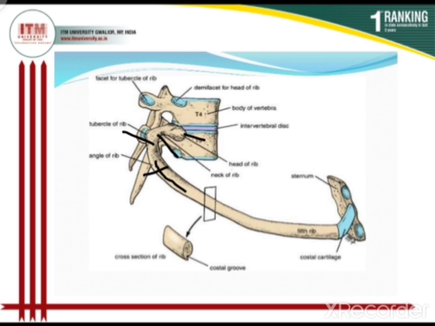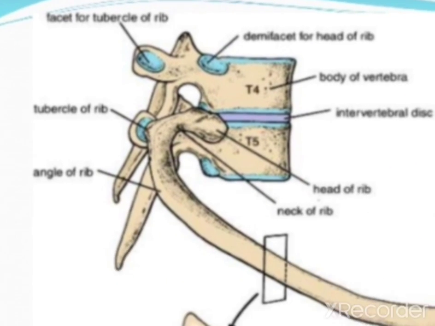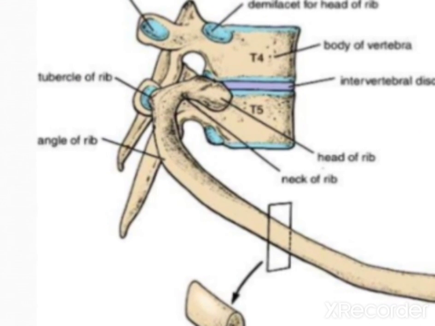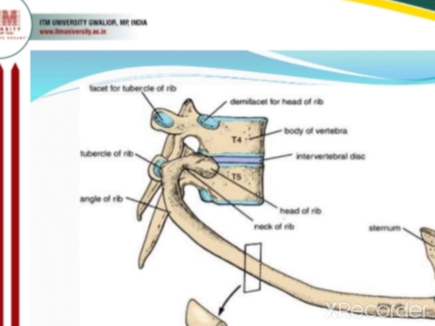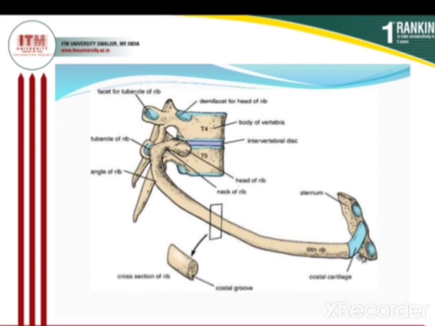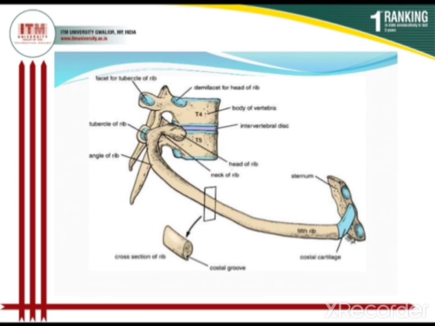So these are the attachments, how the ribs are attached to the vertebrae and to the sternum, as you can see here on both sides. We can see this in a skeleton also in the practical classes. So how these are attached to the sternum. The movements of the ribs are important basically for respiration.